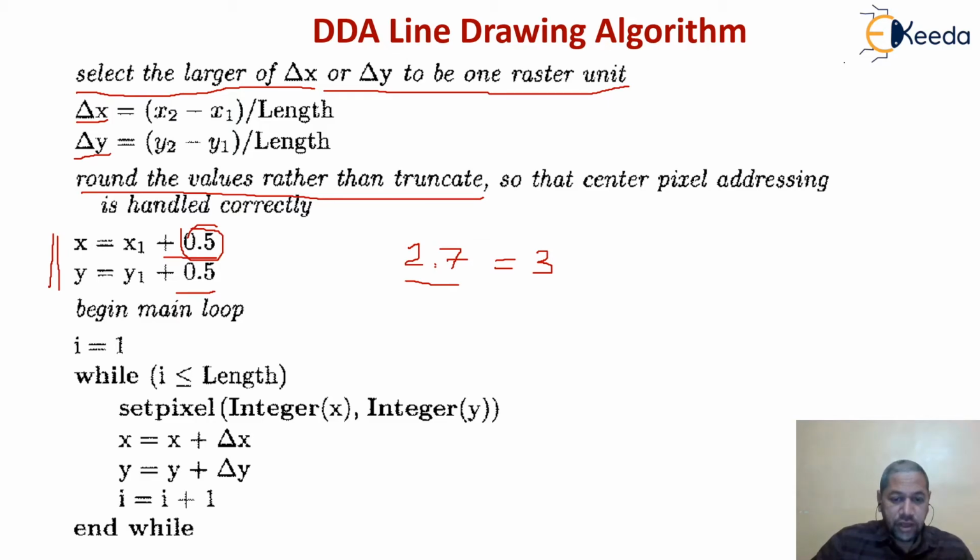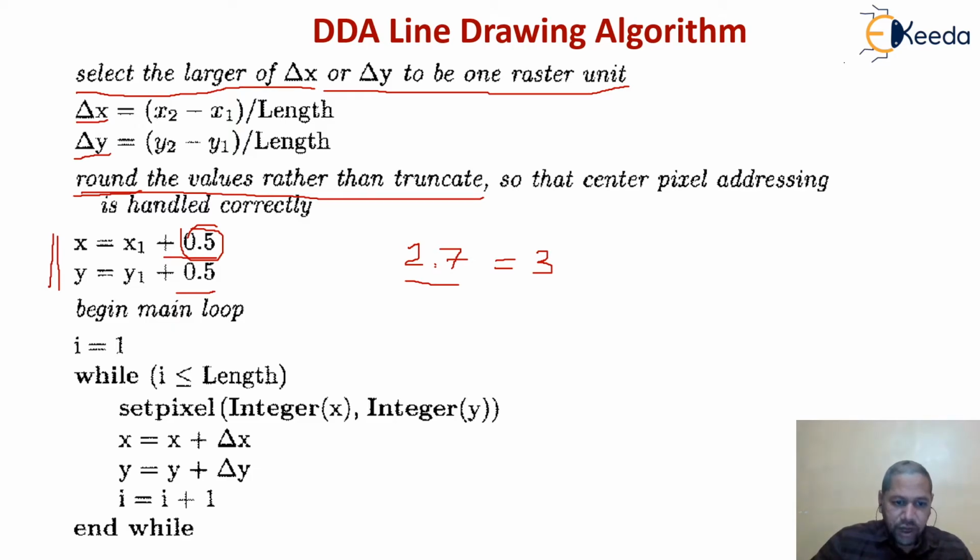Another example: suppose I get 2.1. If I add 0.5, it becomes 2.6. If I truncate it, I get only 2, which is the correct answer. So initially in the algorithm we add 0.5 to x1 as well as 0.5 to y1. The purpose is to round the value instead of truncating it.